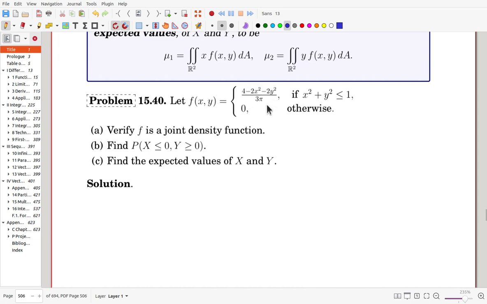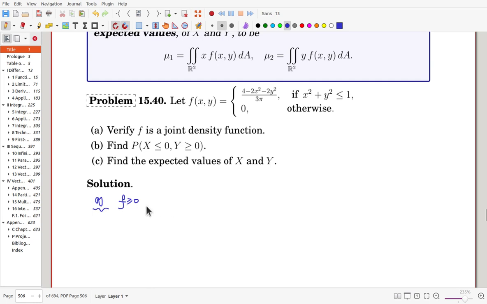This is non-negative, and because these are less than or equal to 1 in modulus, the numerator is always non-negative, so that this is non-negative. Outside the disk, the value is 0. Okay. First one is verify f is a joint density function. Part A. We already know that f is non-negative.